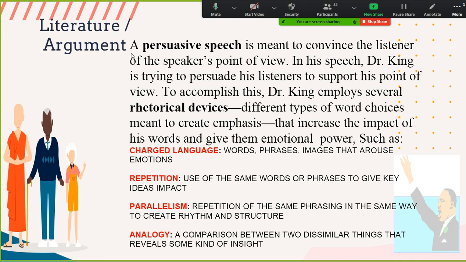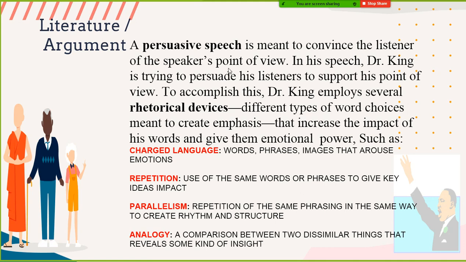So we said here that persuasive speech is meant to convince the listener of the speaker's point of view, and the speaker is supposed to be you. So in his speech I Have a Dream, Dr. Luther King was trying to persuade the listener with a point of view. Do you remember what this point of view was? One main point of view, what was it? To stop racism. That's right. What else? And freedom.